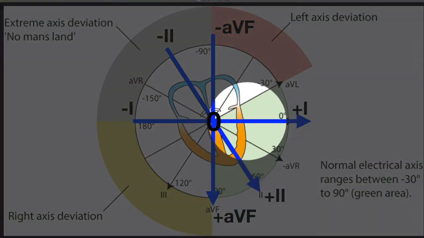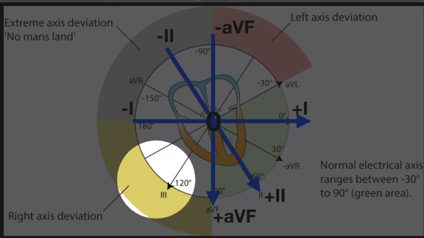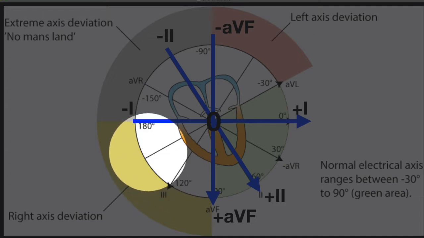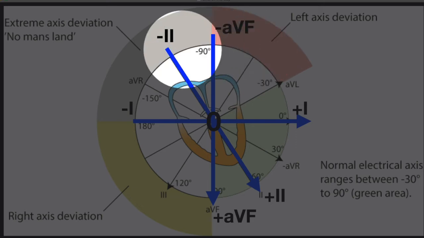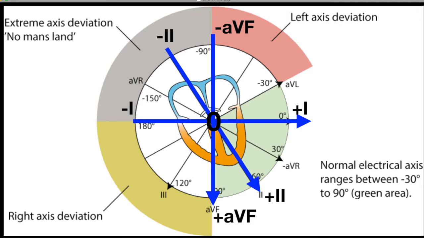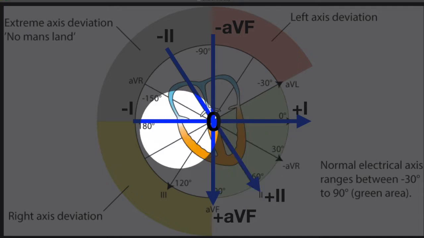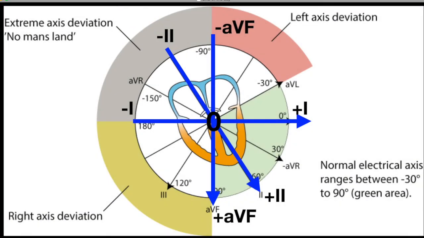This green area over here is the area that is a normal axis. This area bordering that on the right, with that little yellow semicircle, is right axis deviation. The red up here is left axis deviation. And this area up here is where you just don't usually see a cardiac electrical axis, because if electricity was to travel that way, it would have to go from essentially this part of the heart up in that direction. And electricity doesn't usually do that in the human heart.